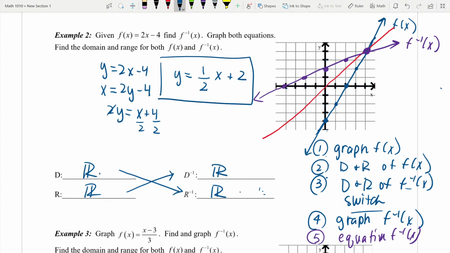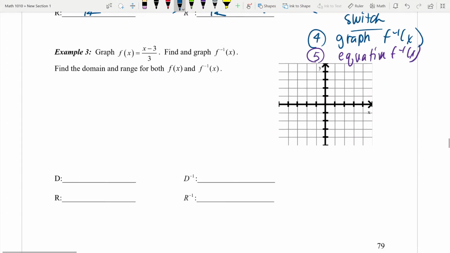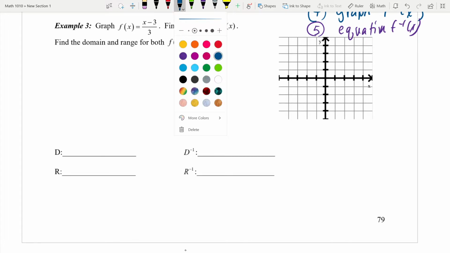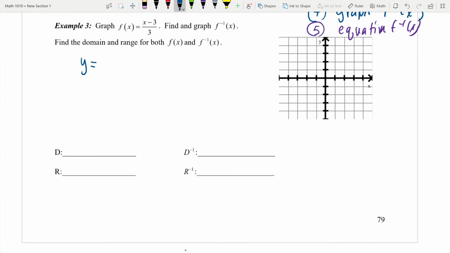That's the equation. But don't write it as y equals. Write it as f to the negative first of x equals. That's the symbolism for the inverse. Okay? All right, let's do example 3. Follow those steps. Okay? So the original equation is y equals x minus 3 over 3.